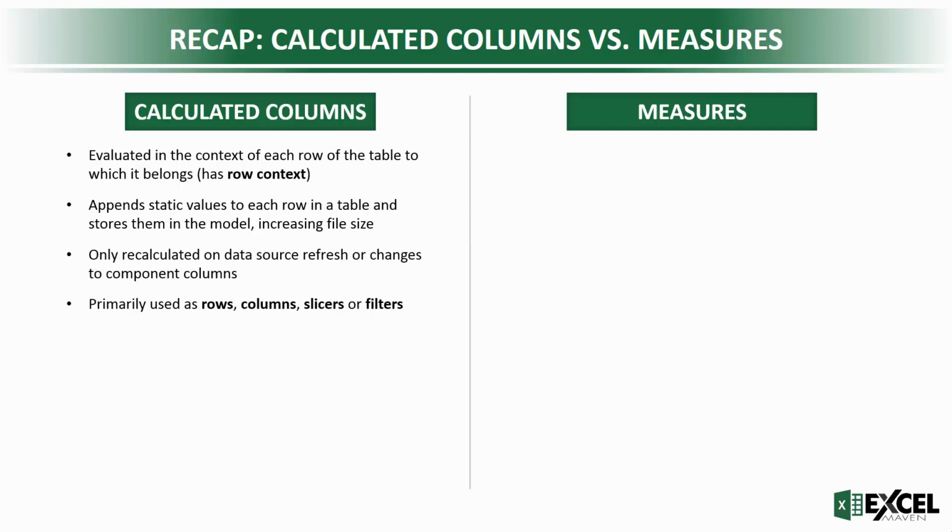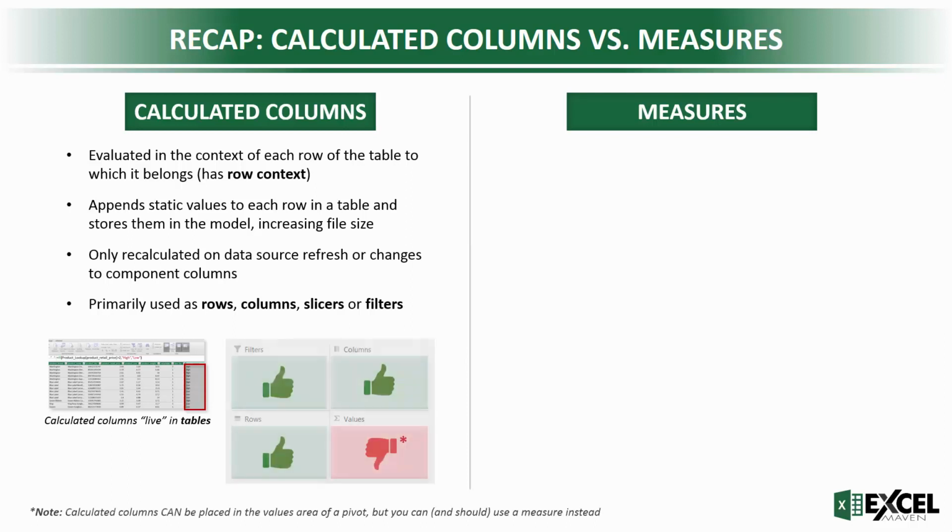So, quick visual recap: these calculated columns actually live in tables. They're stamped into each row, and you should really only use these in the rows, columns, slicers, or filter section of your pivot table field list, not for values. Now, one quick caveat here: it's not illegal to drag calculated columns into the values area of a pivot. It will let you do that, but generally speaking, it will be more efficient to accomplish the same thing with a measure.